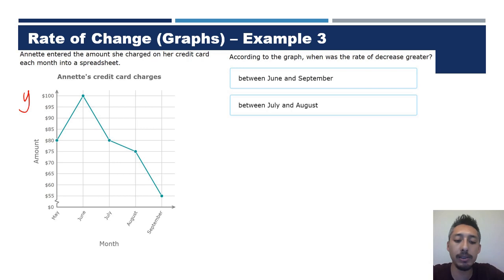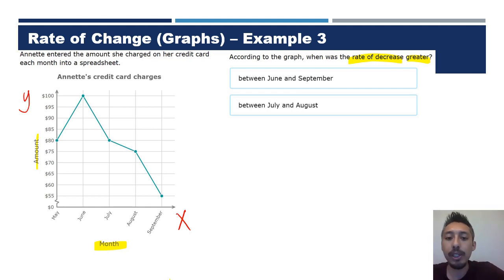On the y-axis, we have the amount of money that she charges onto her credit card. And on our x-axis, we have the months that she tracks this for. The question asks, according to the graph, when was the rate of decrease greater? We haven't seen that yet, rate of decrease, but it's actually a little simpler than you think.